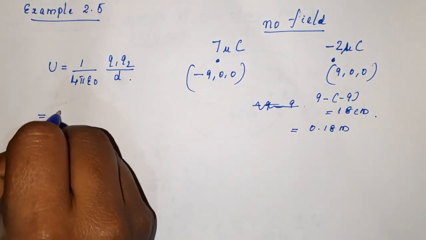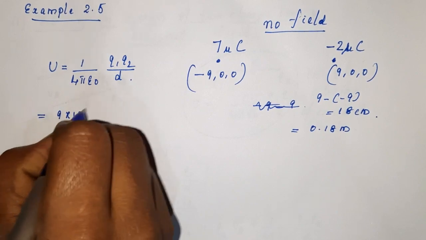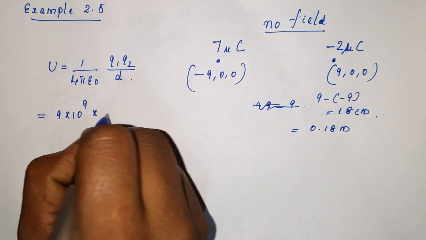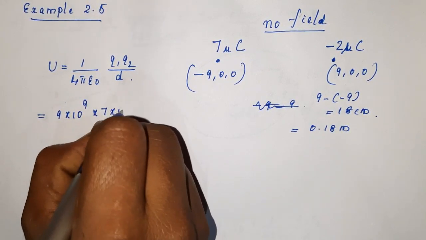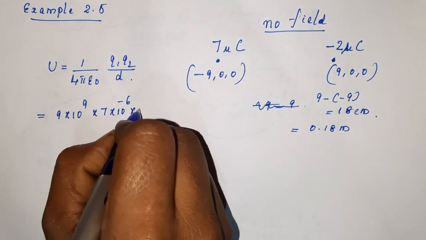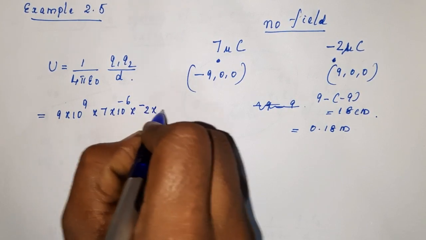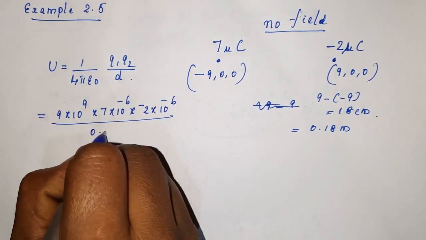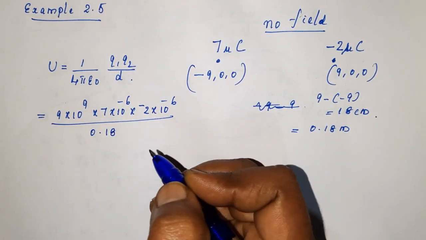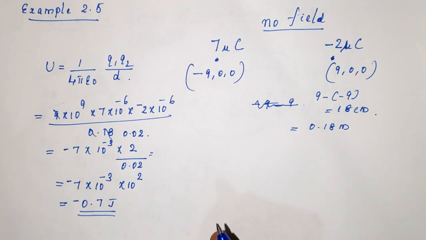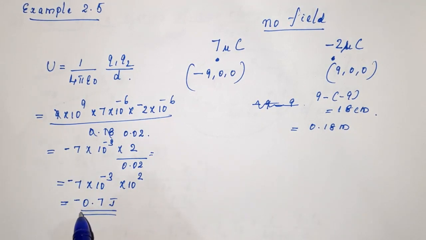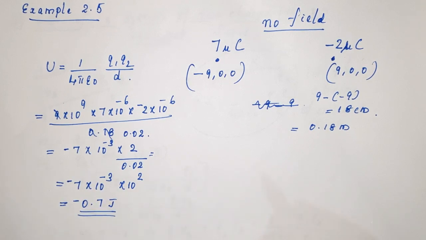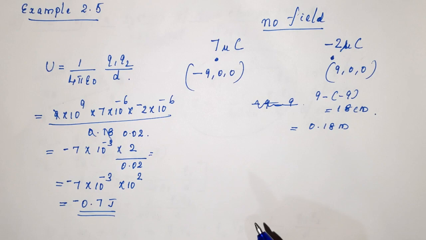So substituting the values, 1 by 4 pi epsilon 0 is 9 into 10 raised to 9, 7 into 10 raised to minus 6 into minus 2 into 10 raised to minus 6 divided by 0.18. By doing the calculation, we will get the answer to be minus 0.7 joule. So that is the answer to that question.